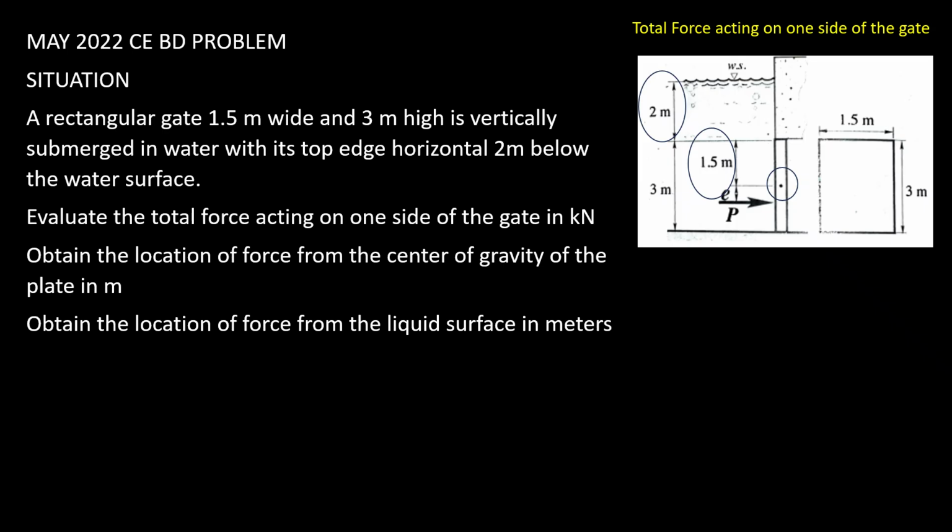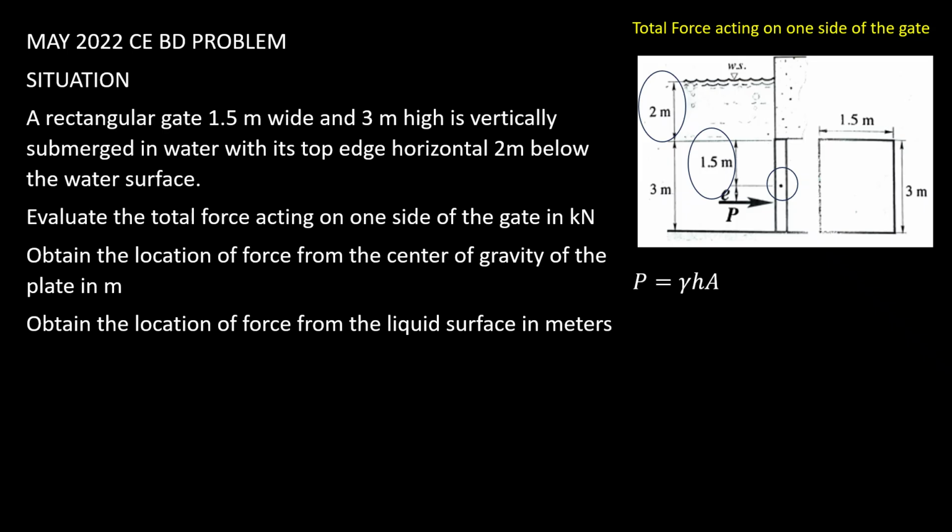As we can see now, there are three items encircled in our given figure. The 2-meter distance or depth and the 1.5-meter depth, including the dot. This only shows that we need to add 2 meters and 1.5 meters. It is going to be our lever arm or perpendicular distance to the point encircled.